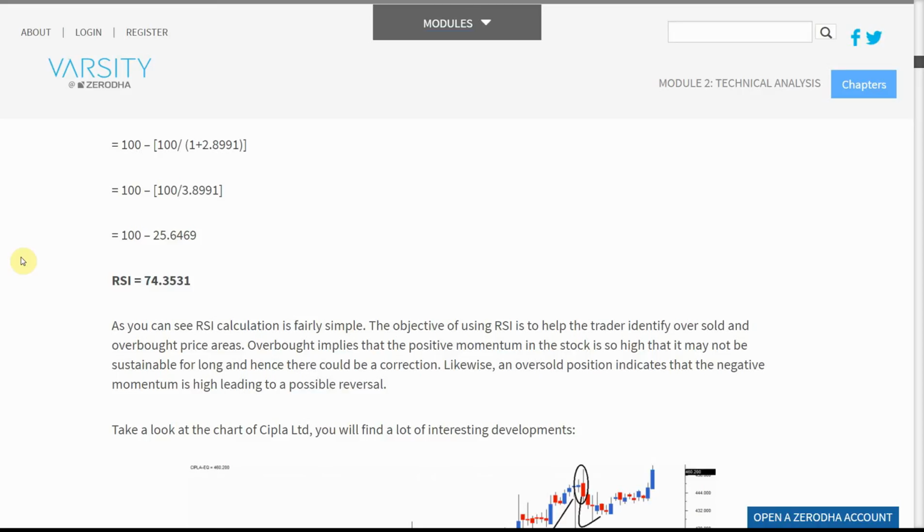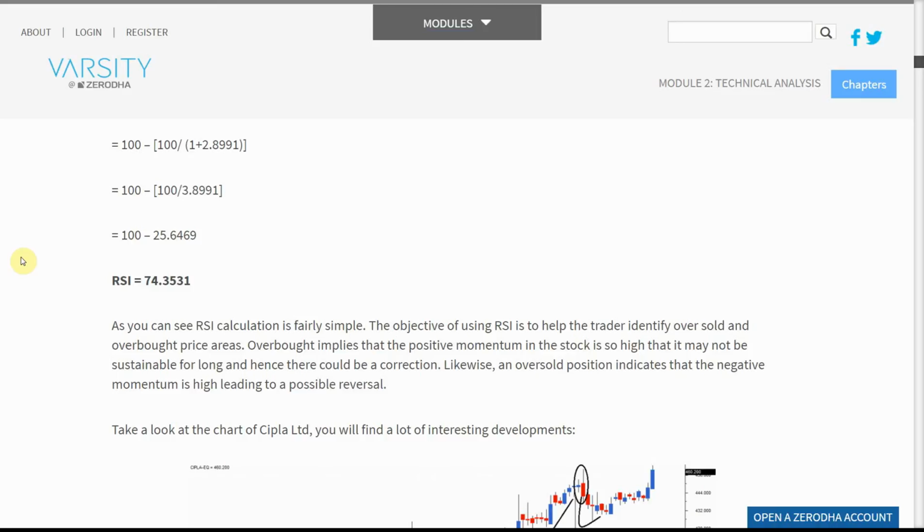The objective of using RSI is to help the trader identify oversold and overbought price areas. Overbought implies that the positive momentum in the stock is so high that it may not be sustainable for long, and hence there could be a correction. Likewise, an oversold position indicates that the negative momentum is high, leading to a possible reversal.